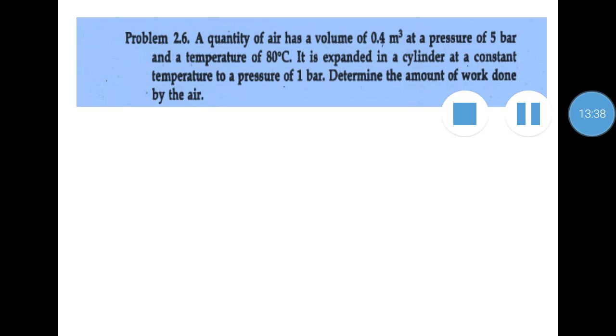Here air has a volume of 0.4 meter cube. So the initial volume of air is 0.4 meter cube and it is at a pressure of 5 bar, that is P1 is equal to 5 bar, and initial temperature is 80 degrees Celsius. It is expanded in a cylinder at a constant temperature. Constant temperature means T1 is equal to T2 is equal to T is equal to 80 degrees Celsius. Here temperature is constant, the pressure and volume are varying. V1 is 0.4 meter cube, P1 is 5 bar, and it is expanded to a pressure of 1 bar. P2 is 1 bar.